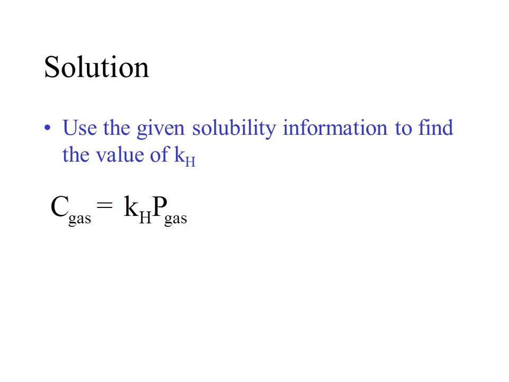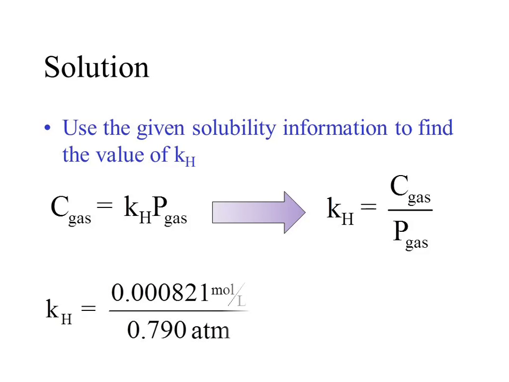So if we take Henry's Law and rearrange it for the Henry's Law constant, KH would be equal to the concentration of the gas divided by the partial pressure of the gas, which we have. Okay, so putting in real numbers, it looks like this.